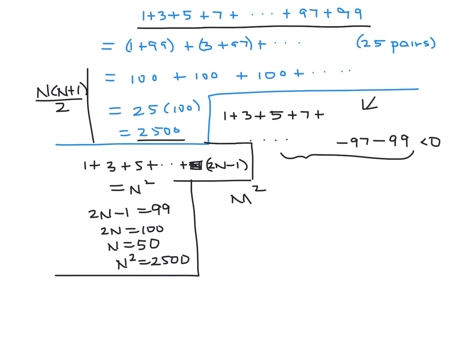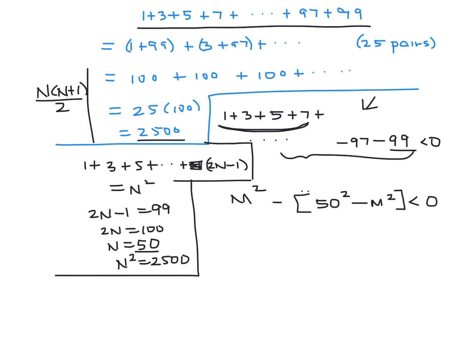It would be m squared, and then for these guys, you're subtracting a whole bunch of numbers. In this case, it's this guy, so it would be 50 squared minus the m squared, because again, you have to subtract this, and that's less than 0.